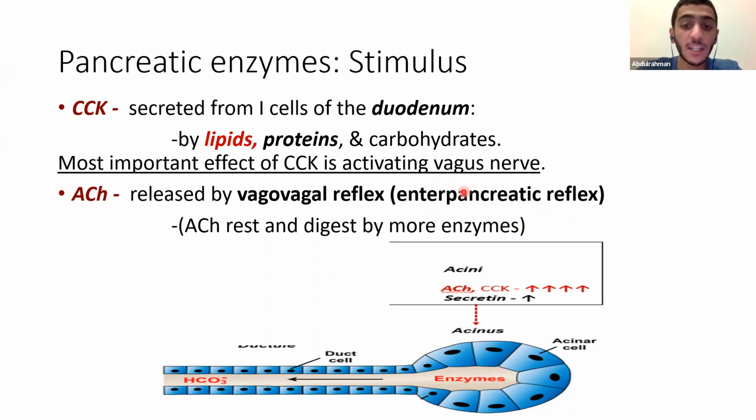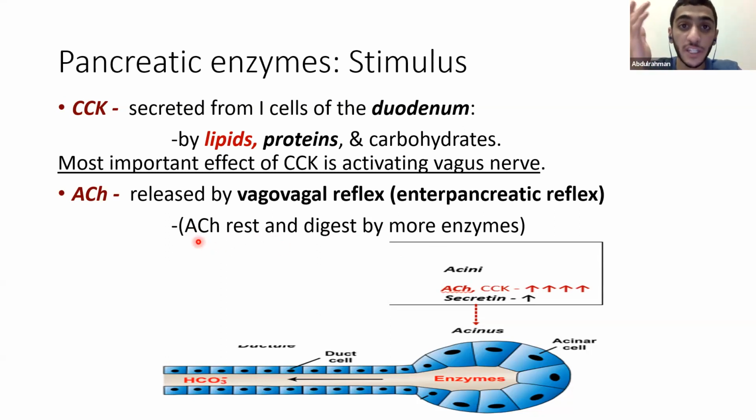All this means is that we're activating the vagovagal reflex, or the autonomic nervous system. And the vagovagal reflex is going to release acetylcholine. Instead of the CCK activating the pancreas, the acetylcholine is going to activate the pancreas, and the acetylcholine will drive the pancreas to release more of the enzymes that will break down the foods. It's very important to know that although CCK activates the pancreas itself, this is not the major way. The main way is by activating acetylcholine, because this releases the biggest amount of the enzymes.